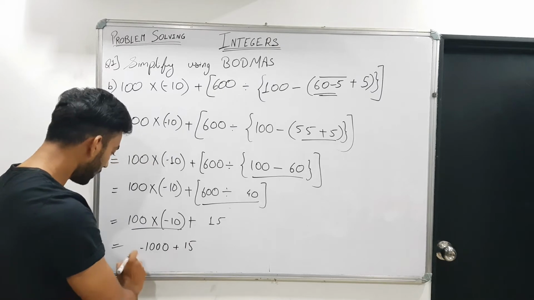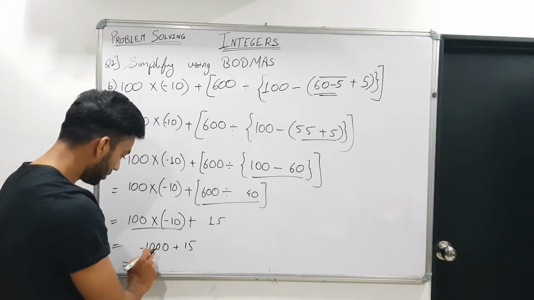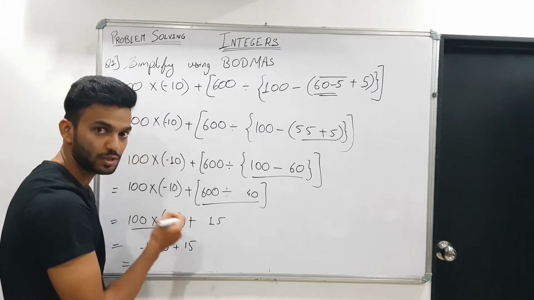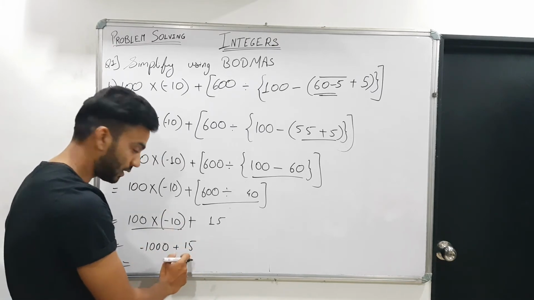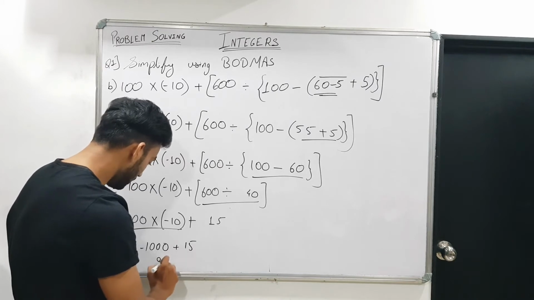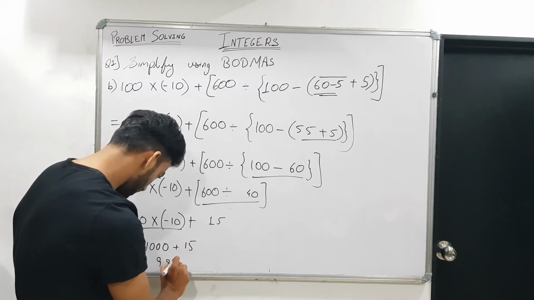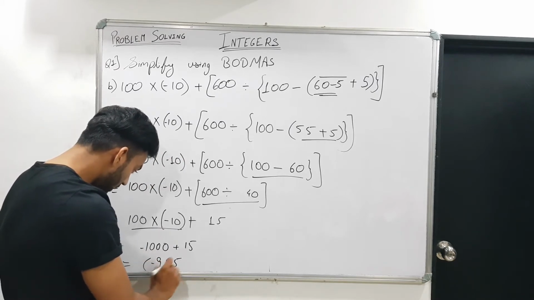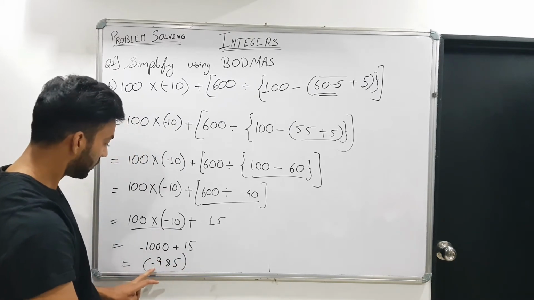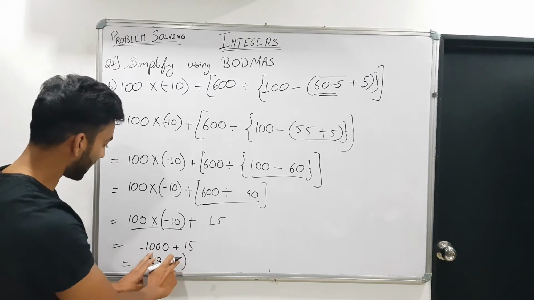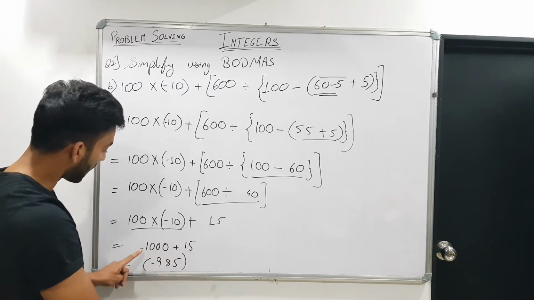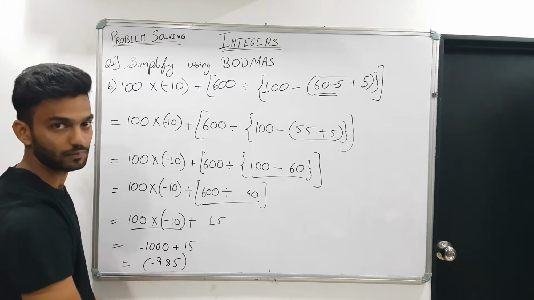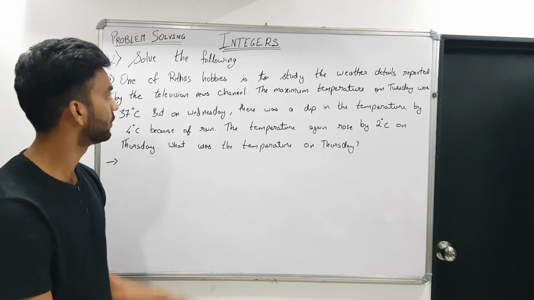Now last operation, this is negative, this is positive. In case of this minus plus, we have to do the subtraction. So 1000 minus 15 will do 985. Greater number is negative, so this will be negative. So here we have, since this is minus plus, we have done subtraction, and here we have greater number negative, therefore this is negative. Next we have word problems.